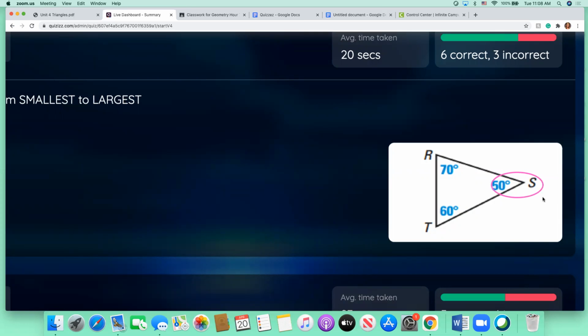So our smallest side is going to be this one. We can go ahead and look, and directly across from it is going to be RT, which I can highlight for you if that helps. RT. So that is our smallest side.